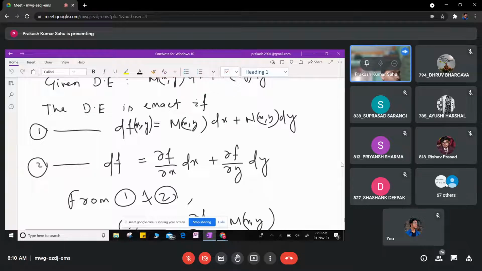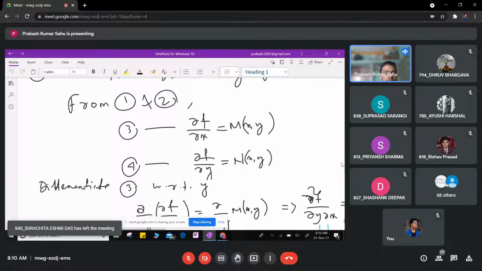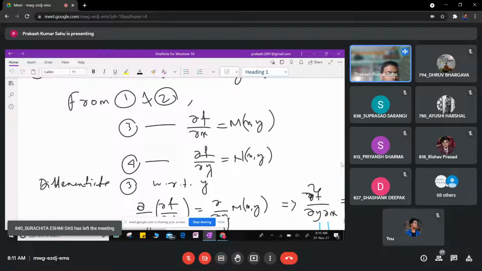So now if you compare this 1 and 2, then we will get M is equal to del f by del x and N is equal to del f by del y. Okay, so now we have to find a condition so that we can check whether the given differential equation is exact or not. So we assume that the differential equation is exact. So finally we find a condition. That means what? Here you know this equation 3 and 4.